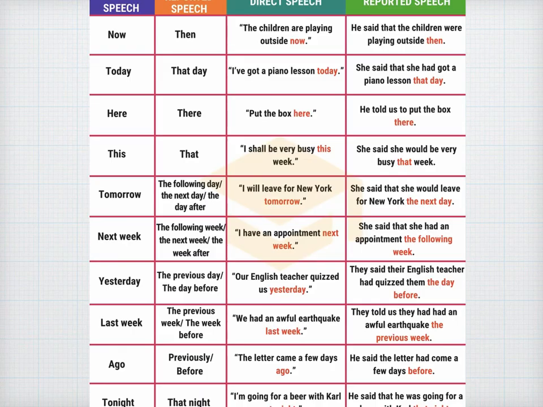Now, here is a small table which can help you understand how words can be used in reported speech. Now becomes then, today becomes that day, here becomes there, this becomes that, tomorrow becomes the following day, next week becomes the following week, yesterday becomes the previous day, last week becomes the previous week, and the table goes on. So you can have a look at these examples.